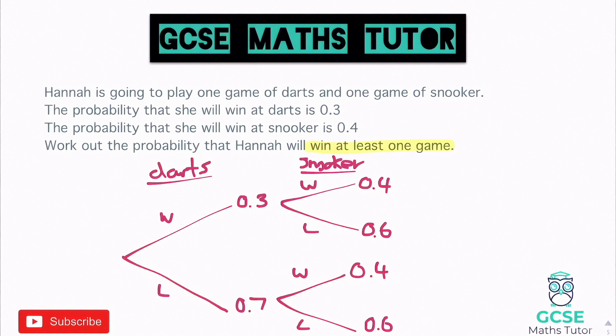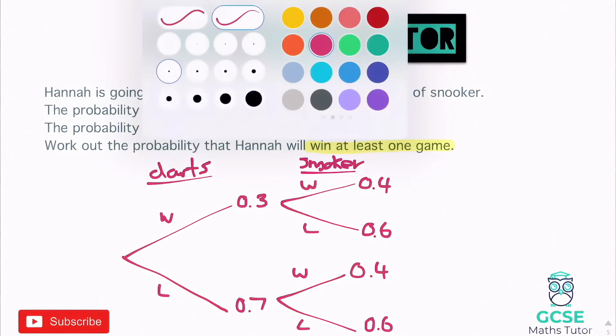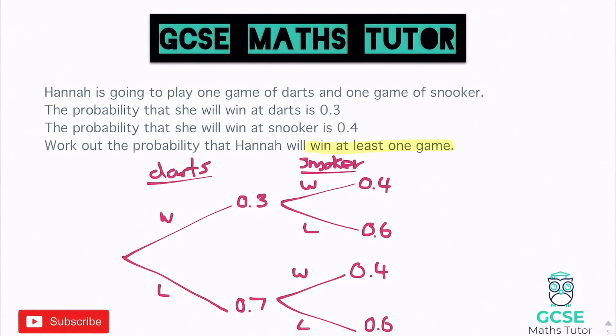So both of those parts of the branches are just going to be replicated down below. Now it says here, work out the probability she'll win at least 1 game. Now if we have a look at the outcomes at the end of each part of the tree here, we've got this outcome up here, which is a win and then a win. We've got the one below that, which is winning at darts but losing at snooker. We've got the bottom here, which is obviously going down our bottom branch there on darts, which is a lose and then a win. And then we've got a loss and then a loss down the bottom there.